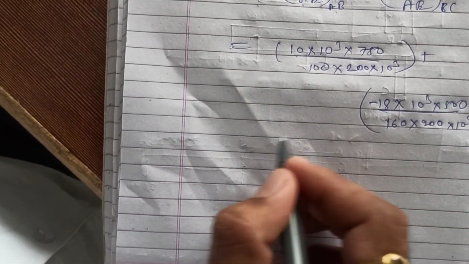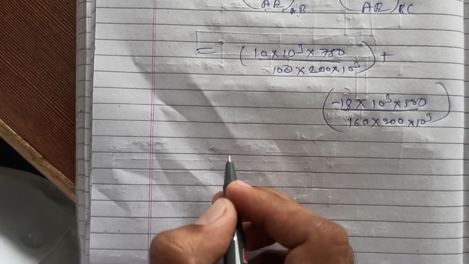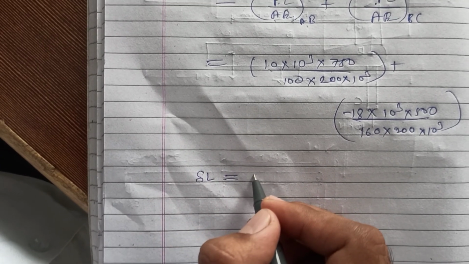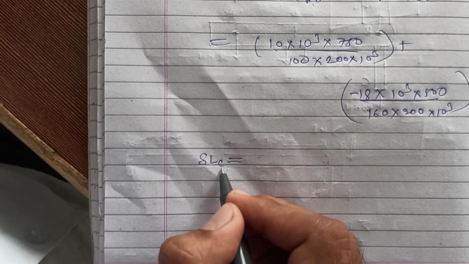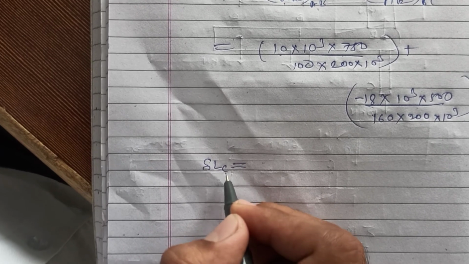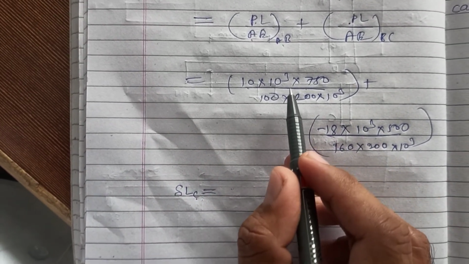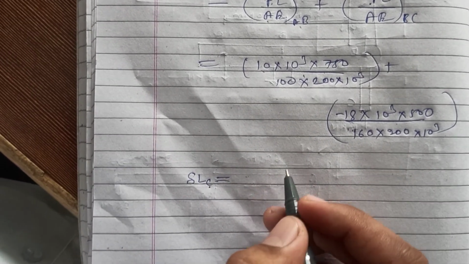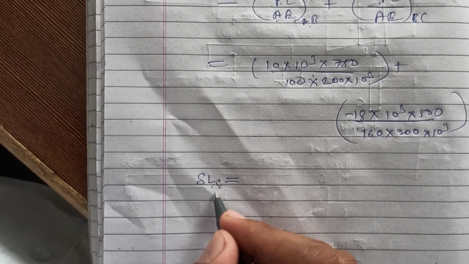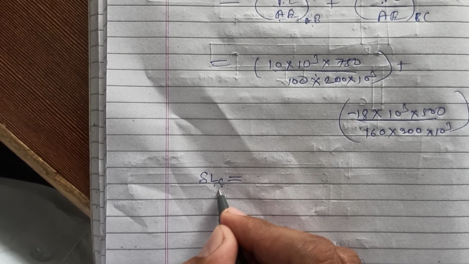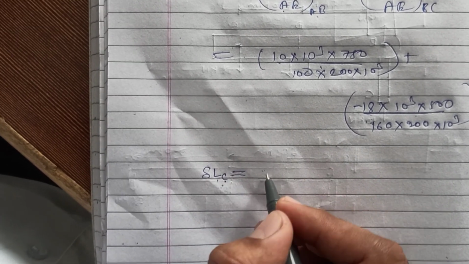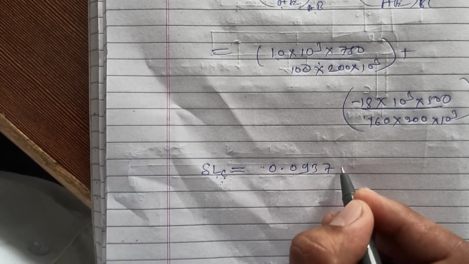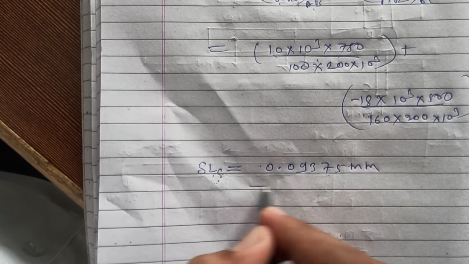After putting all these values in the calculator, we will get the final answer, delta L. At point C we have to find the deformation, so this is the addition of AB and BC. So the change in length or displacement at point C, after calculation, is 0.09375 mm. This is the final answer.